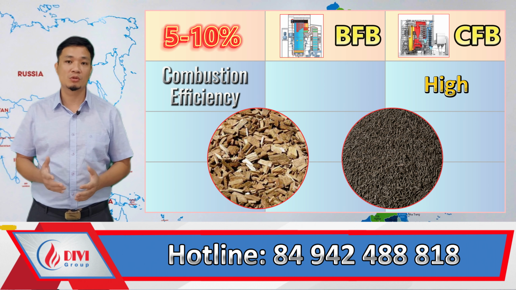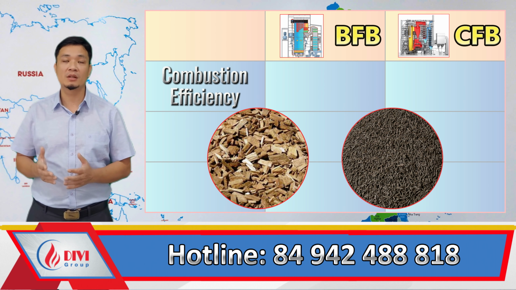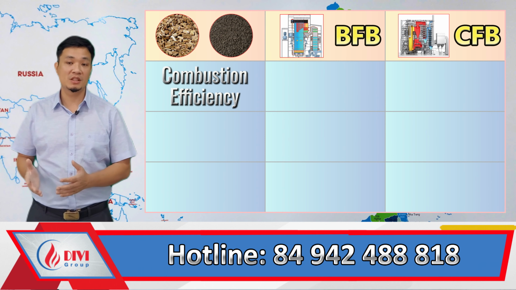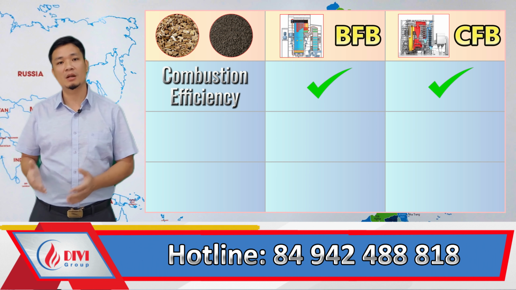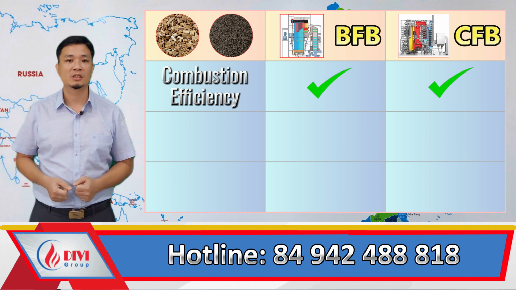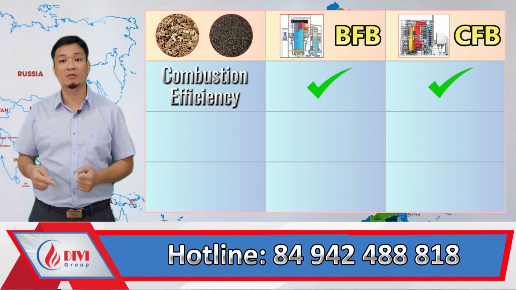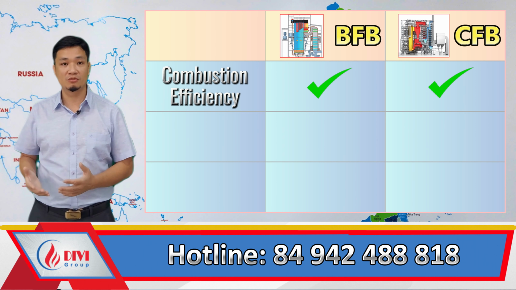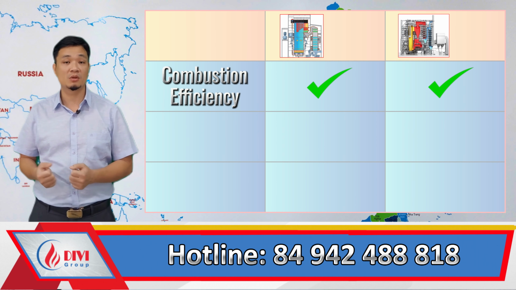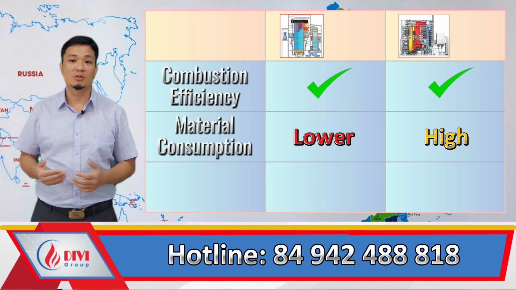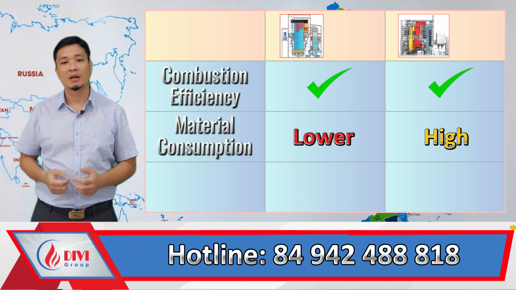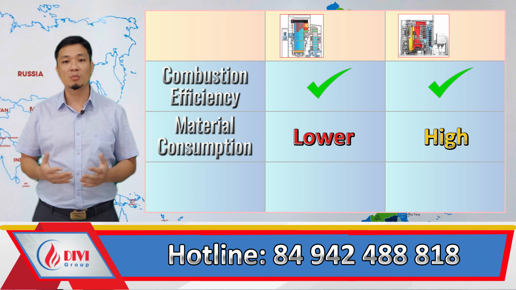For larger fuels, e.g. wood chips, biomass pellets, either BFB or CFB can be used effectively. The larger particle size prevents fuel from being carried away by flue gas. In such cases, both BFB and CFB offer similar efficiency, especially for capacities under 50 tons per hour. 6. Material consumption. BFB: lower consumption of construction materials. CFB: higher material usage due to more complex structure and additional components.